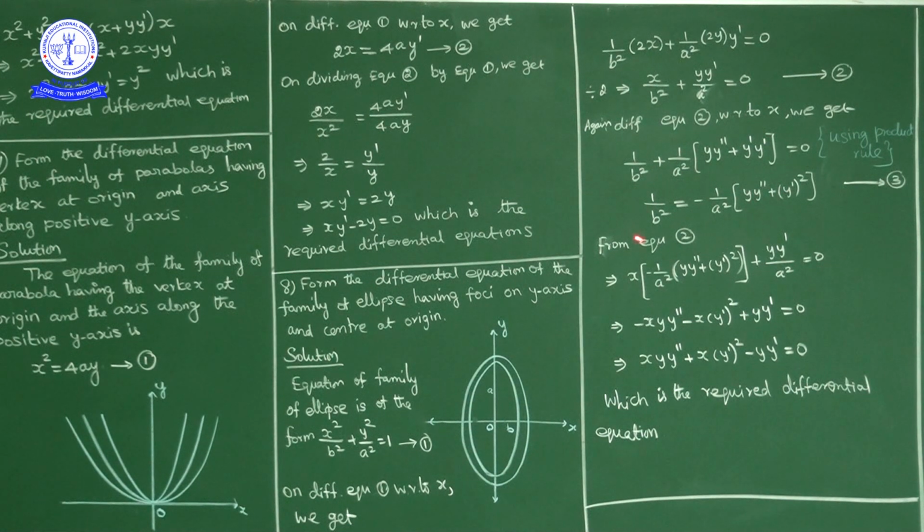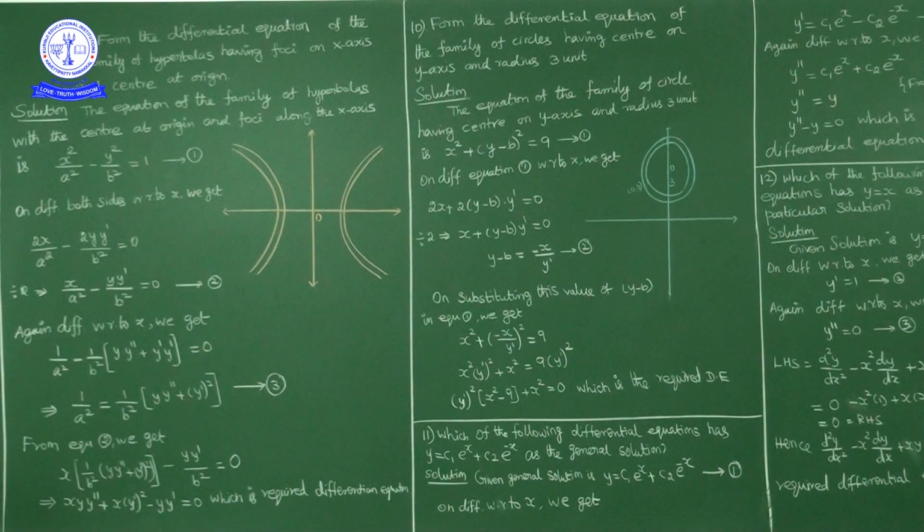Okay, so in place of 1 by b square I'll write this quantity in 2. So x into, in place of 1 by b square, minus 1 by a square into y double dash plus y dash square, plus this term as it is, y dash upon a square, equal to 0. Now here LCM a square, cross multiply a square this side. So what will we get here? Minus x y double dash minus x y dash square plus y dash is equal to 0. Take minus common, we will get the final answer as x y double dash plus x y dash square minus y dash is equal to 0. This is the required differential equation.